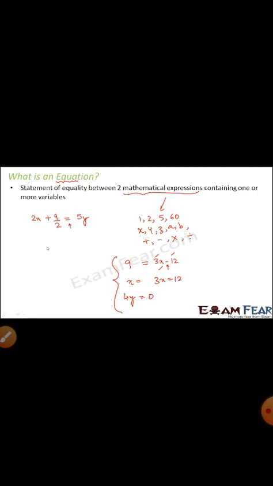Again, it is not necessary that an equation can have only one variable. It can have one or more variables. For example, here you have two variables, x and y. Similarly, you can even have more than two variables. For example, a plus 3b is equal to 5c. Here you have three variables involved. Something like this, where you just have one variable involved, that is also an equation. So all of these are examples of equation.